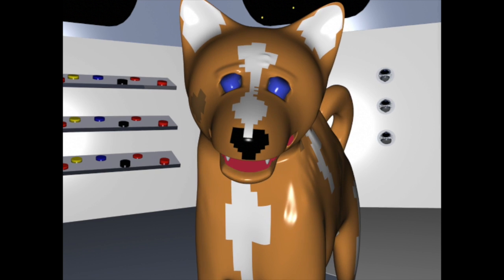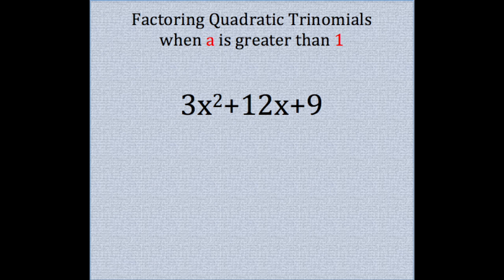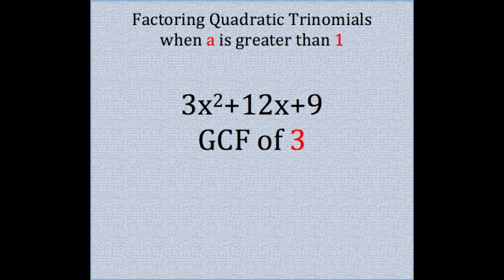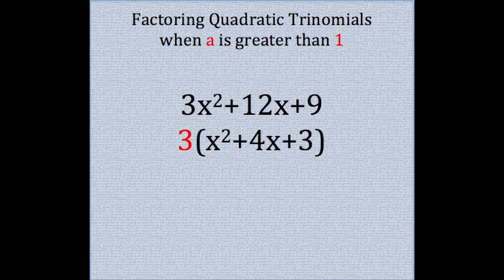What about this example? Do you see a greatest common factor here? We have a greatest common factor of 3. So we can factor out the 3, which leaves us with 3 times the trinomial x squared plus 4x plus 3. Now we can factor the trinomial that was in the parentheses and leave the 3 alone.